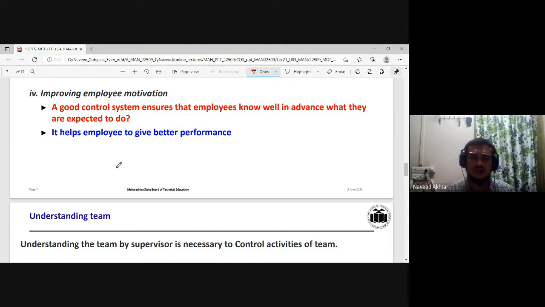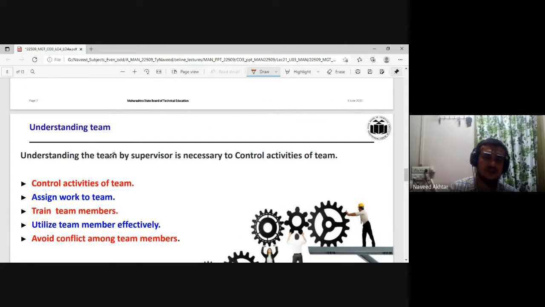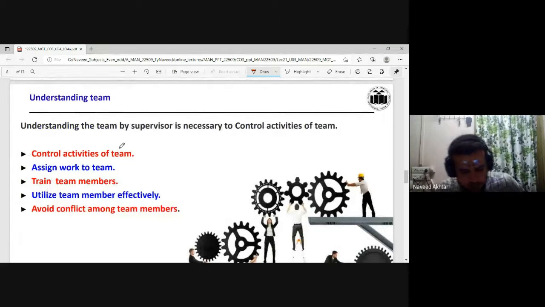Then employee motivation. A good control system is so that employees know well in advance what they are expected to do. It helps employees to give better performance. So motivation is also part of controlling, because if there is good control over the system, the employees know what they will think and what they will do in the further step. Then you can make arrangements for that, and it helps the employee to do better performance, and that should be done. So improving employee motivation is also very important, and these are the four important points for controlling we have just discussed.